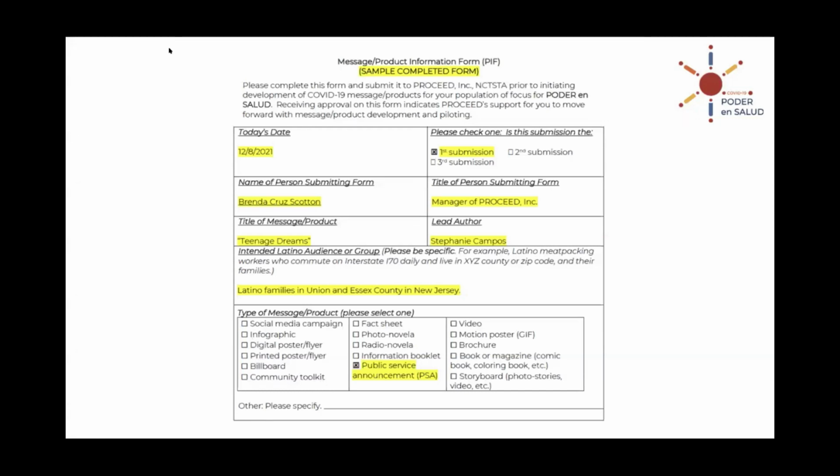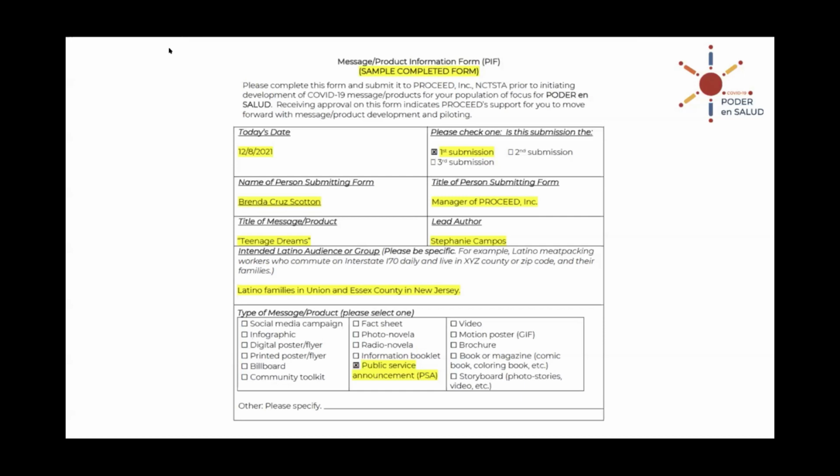With the form itself, we have different submissions that will take place throughout this process. You can move forward on the form under where it says intended Latino audience or group. Brenda Cruz Cotton, as well as Stephanie, filled out the sample form. One way they titled the type of community they're working toward is Latino families in Union and Essex County in New Jersey. If this is your high school, or the nonprofit organization that you're working with, this is where you would fill that out.